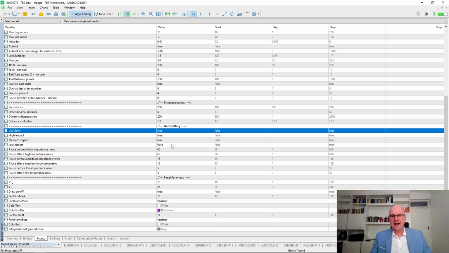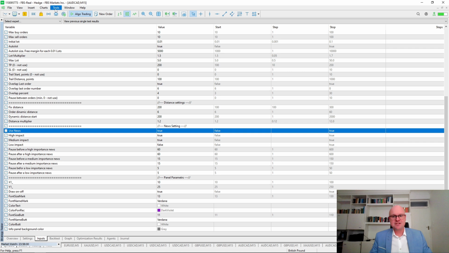Now, for me, I like to have the low impact set to false and a 60-minute pause before and after high impact news events, which are marked in red on your chart, and 15 minutes before and after medium news events, which are marked in blue.